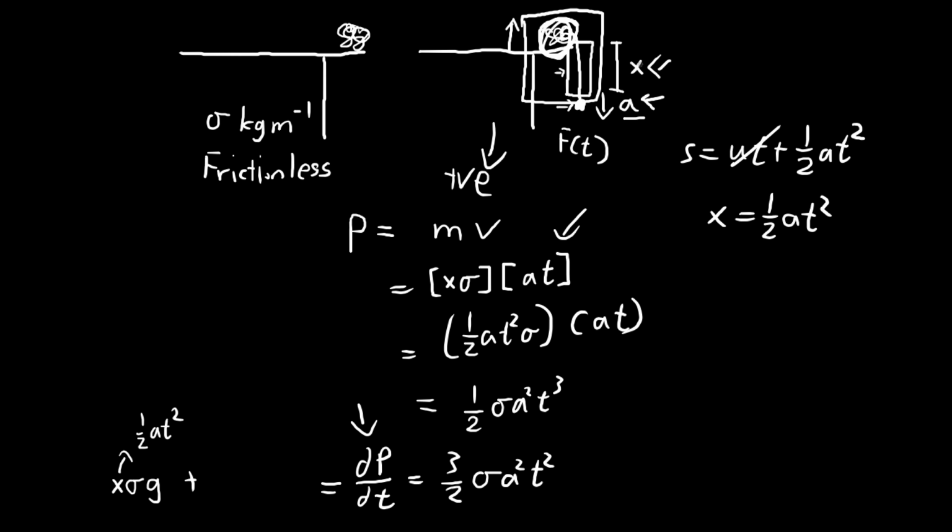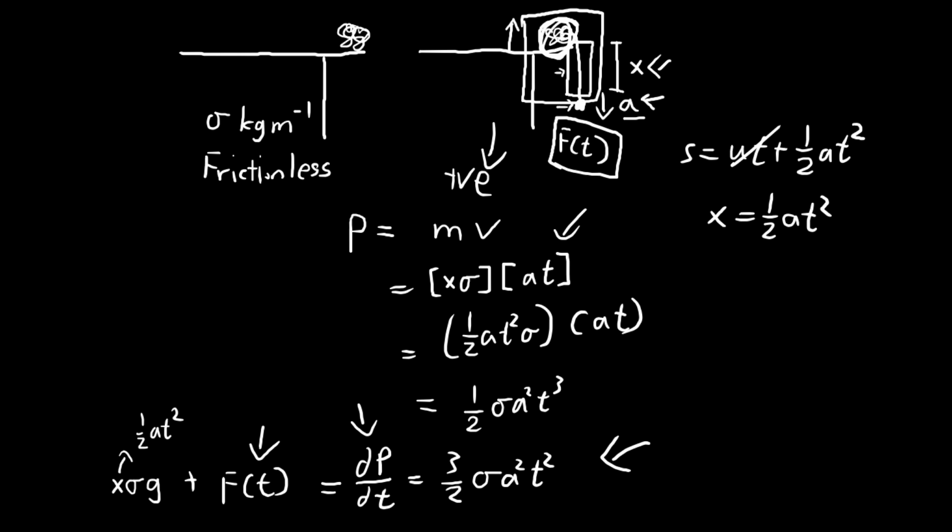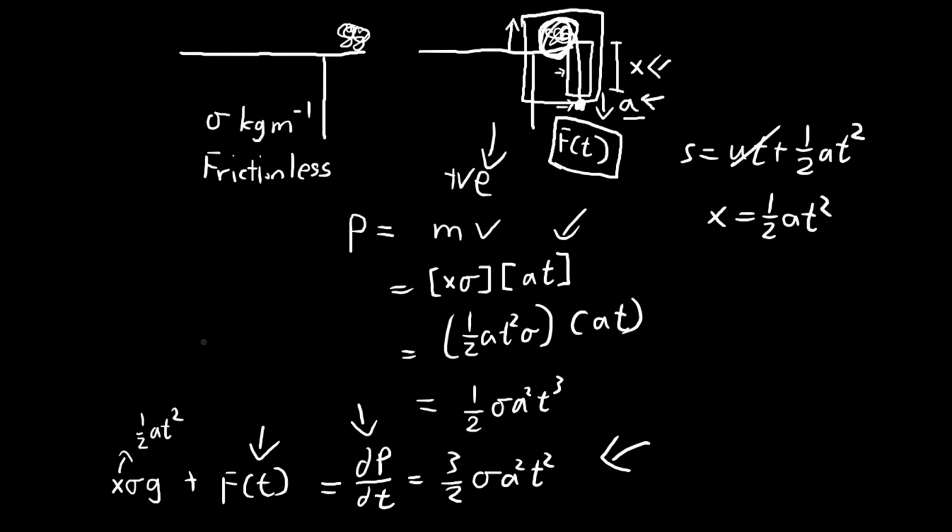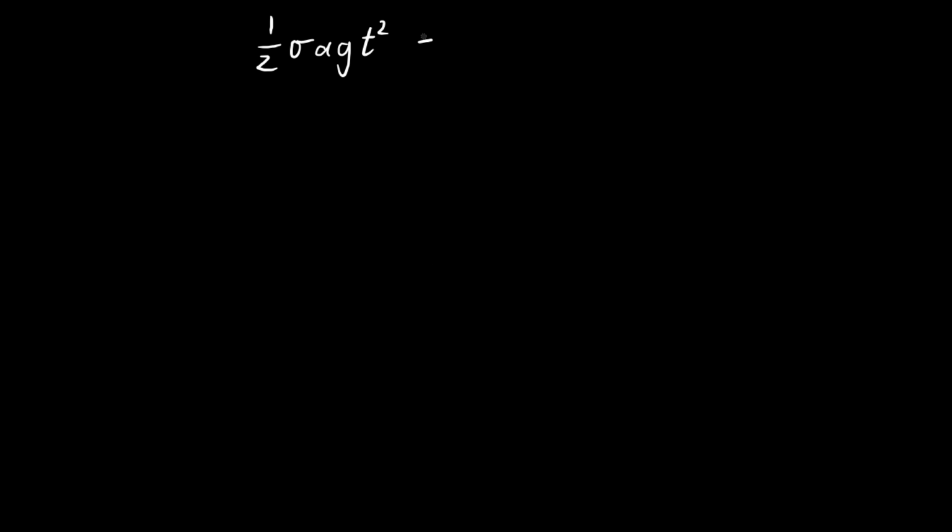So what other force do we have? Also we have a force from our hand that is pulling the chain downwards. So we add F of t. And so there we have it. Once we solve this equation, we will find the function that we're looking for. So let me just open a new page and copy down where we left off. So 1/2 sigma a g t squared, that's this term here, plus the force is equal to 3/2 sigma a squared t squared.